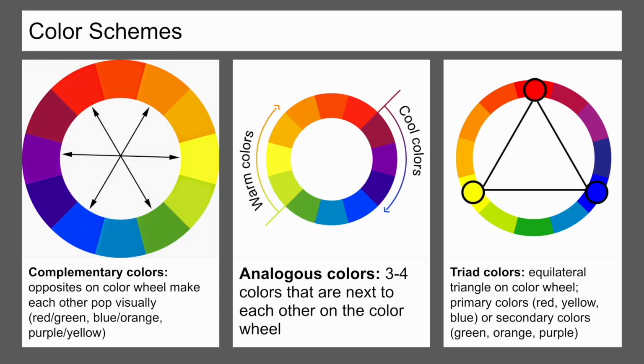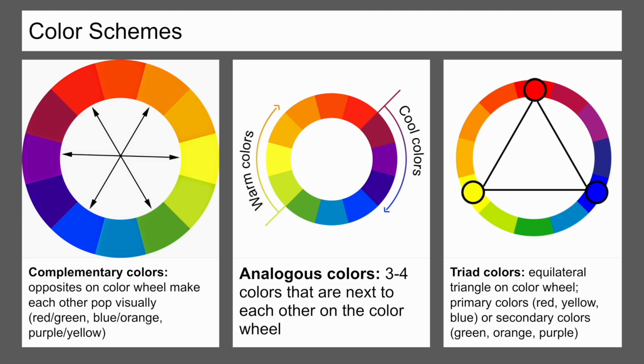Next, let's talk about color schemes. On the left, we have what's called the complementary colors. These are colors that are opposite each other on the color wheel. Something like red and green, blue and orange, purple and yellow. When you use these colors in combination, they electrify and excite each other. Think about how the Chicago Bears have blue and orange uniforms, or at Christmas time we see a lot of red and green together. They're good pairs that excite each other.